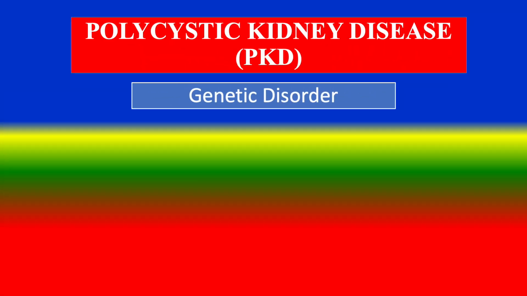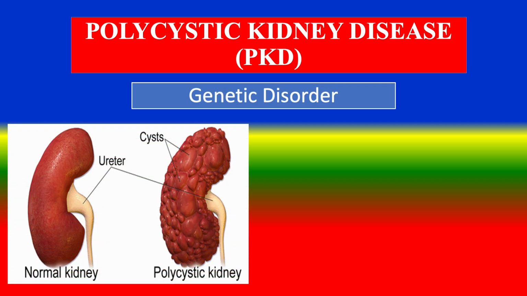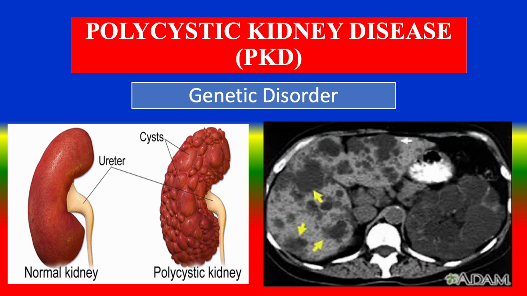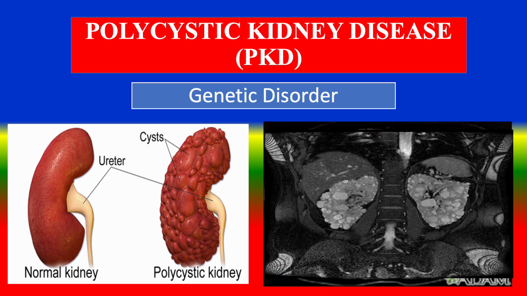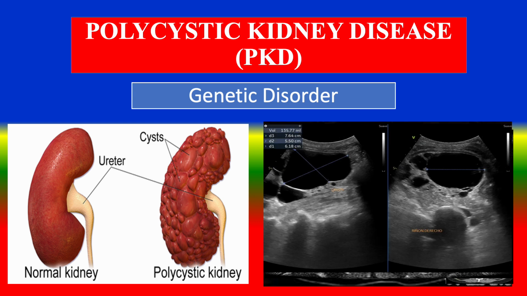Polycystic kidney disease (PKD) is a genetic renal disease. Look at this: normal kidney and polycystic kidney. CT findings, MRI, and ultrasound findings. Look at this. Detail going on.